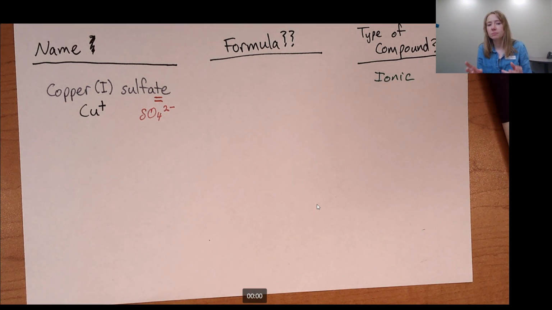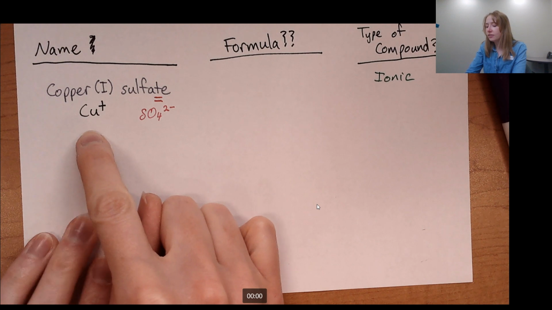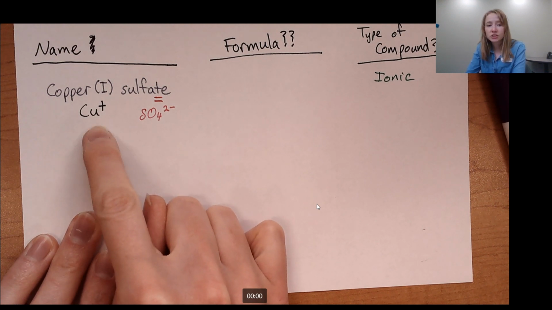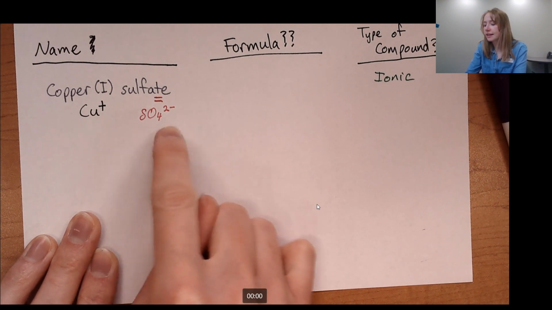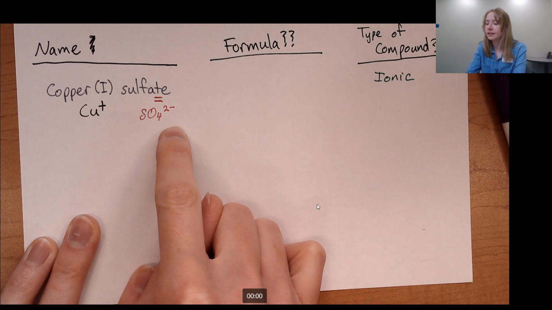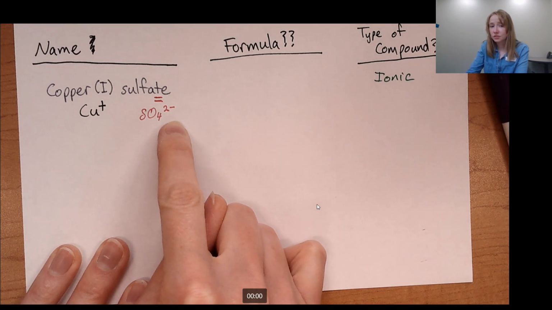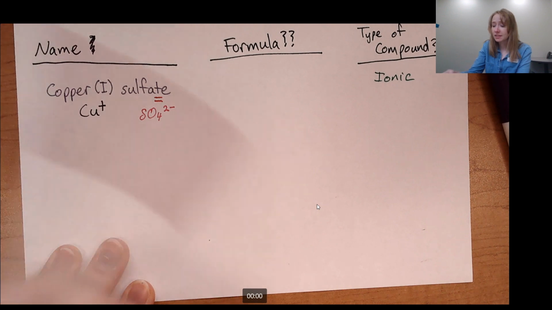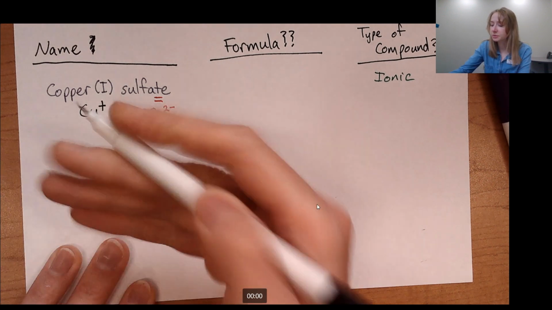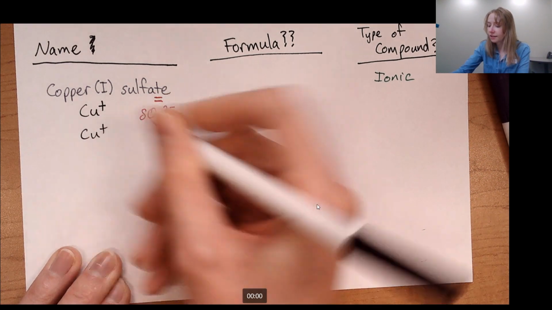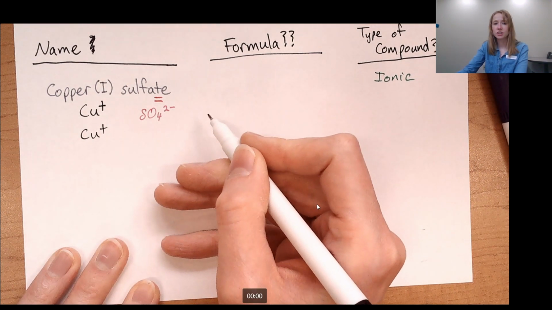All I need to do is combine these 2 ions into a compound which has a net charge of 0. So I need the positive charges on the copper to cancel out all of the negative charges on sulfate. But because sulfate has a 2 negative charge, I am going to need 2 copper ions, which each have a +1 charge, to cancel out that 2 negative charge.